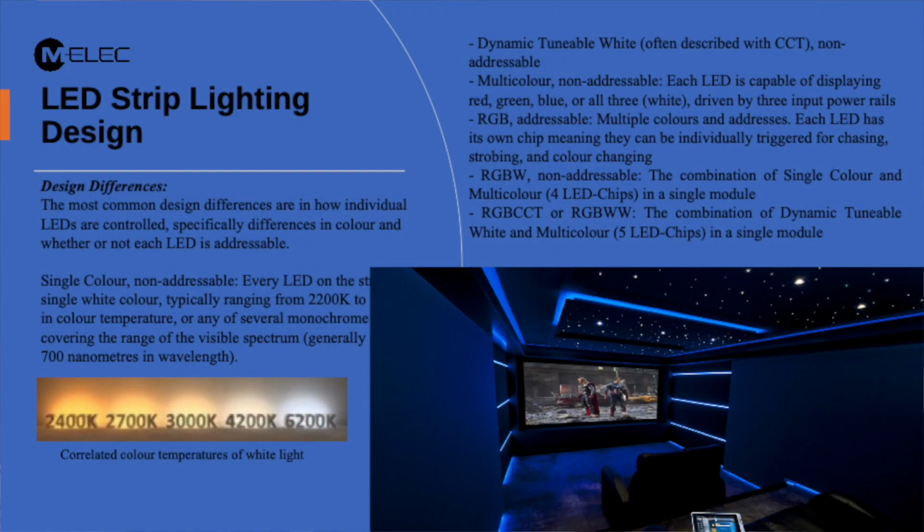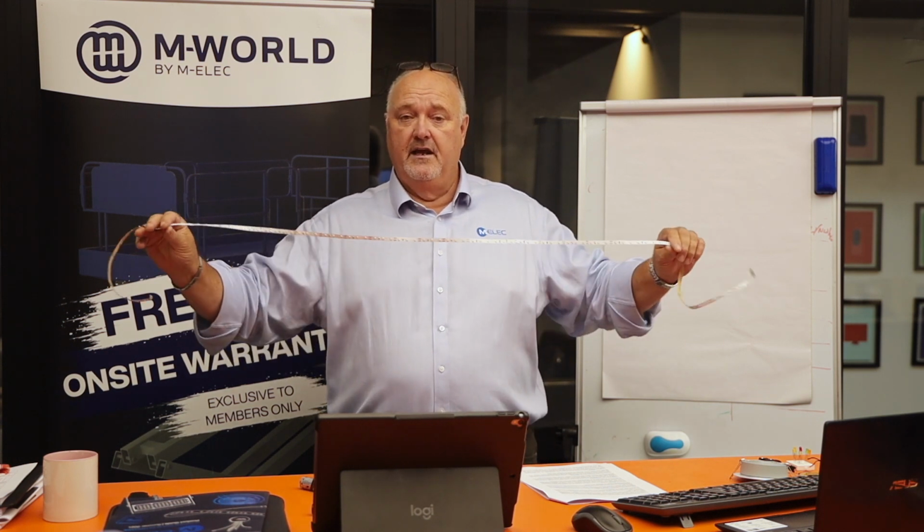So when we design LED strip, the most common design differences are in how the individual LEDs are controlled. Specific differences in colour, whether or not each LED is addressable. So the LED strip that I'm looking at here is not an addressable LED strip. It is purely, when I put power onto the end of this, every LED on that printed circuit board will light up. It's not addressable. It is dimmable, but it's dimmable via the driver.